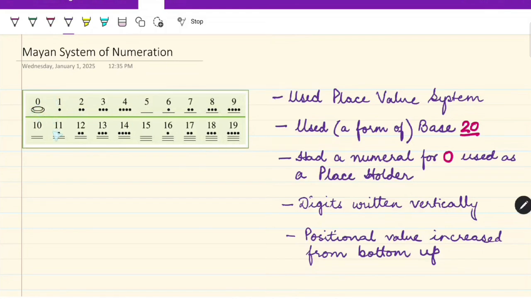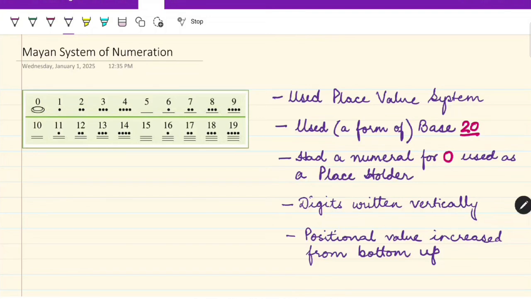So that means there were 20 numerals in their system, and it started from 0 and went all the way to 1 less than 20. All right. And they used a form of base 20. All right. Now, it was a little different from the way the Babylonians and the Hindus use their base, and I will demonstrate how it was different. But essentially it was a base 20 system with a slightly different variation. All right. So they had a numeral for 0, which was a placeholder.